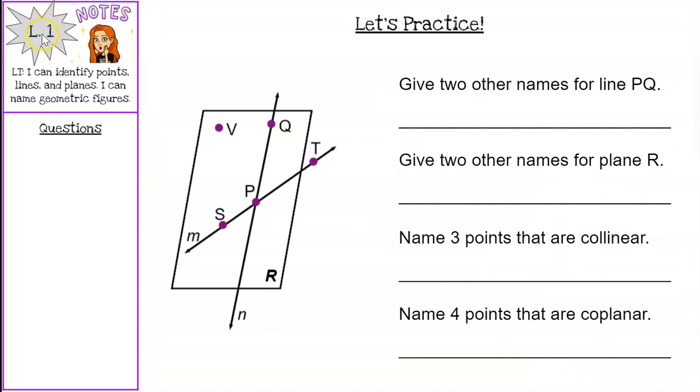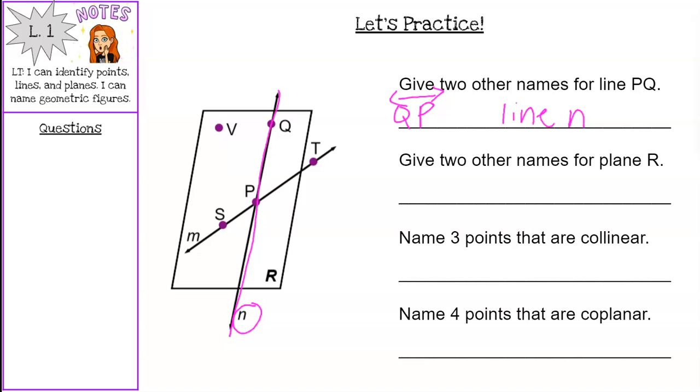Last set of examples here. Give 2 other names for line PQ. So the first step would be just switching it around. Instead of PQ, we can make it QP. And also, if you look right here, we have a little lowercase letter that's not connected to a point. Sometimes we can name lines with this lowercase letter. So we could just call it line n.